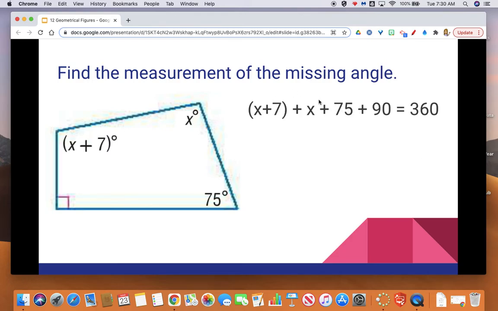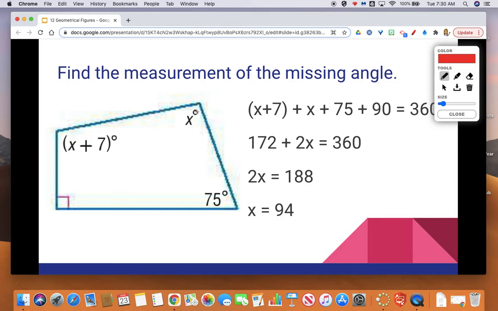So I have an x and an x, those can be added together to get 2x, and then 7, 75, and 90 can be added together to get 172. From here, I just have a two-step equation. So I subtract 172 from both sides. I get 2x equals 188. And now I can divide both sides by 2 to figure out what just x is. So x is 94.